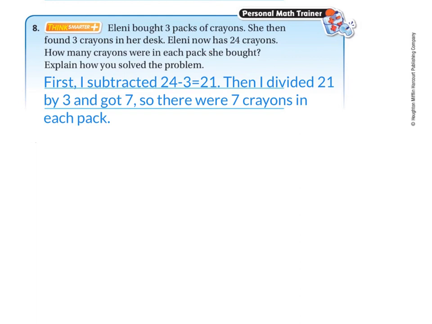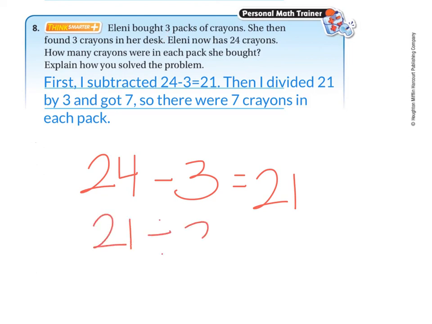So the first thing we do is we take the 24 and we want to subtract the 3 crayons that she found, because if she found the 3 crayons, they were not a part of her original pack. So we want to subtract the 3 she found to get 21. Now, according to the problem, it says that she bought 3 packs originally. So that means this 21 crayons were divided into these 3 packs. So that's how we got 21 divided by 3 equals 7, which was the final answer here, 7 crayons. But you really needed to explain these steps in words.